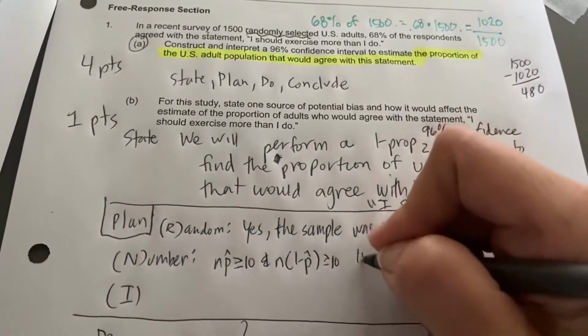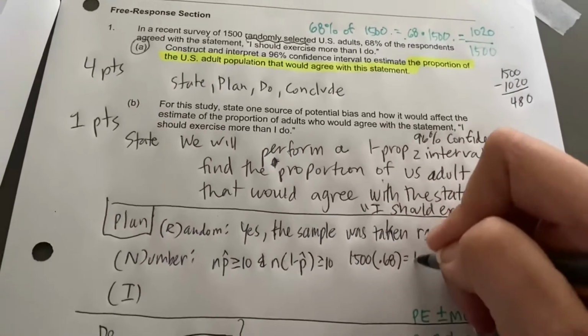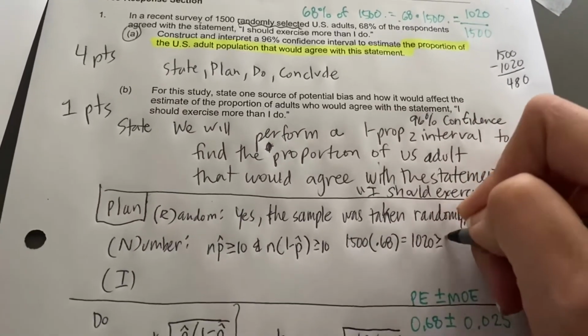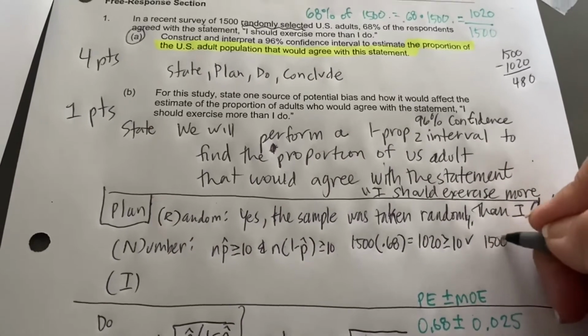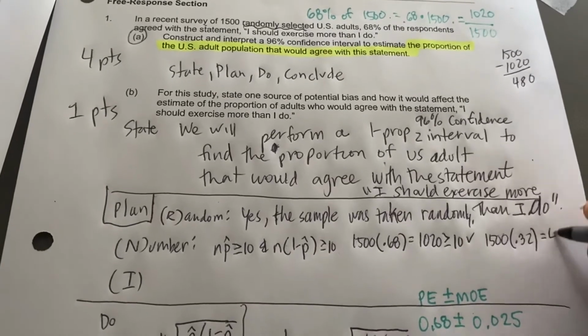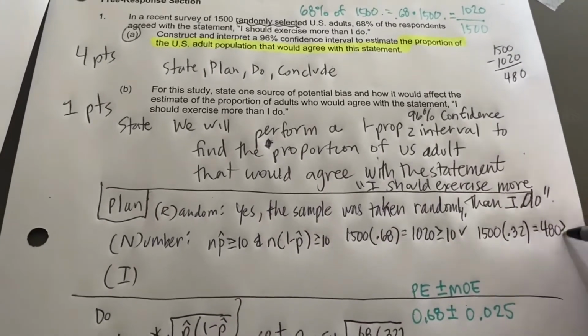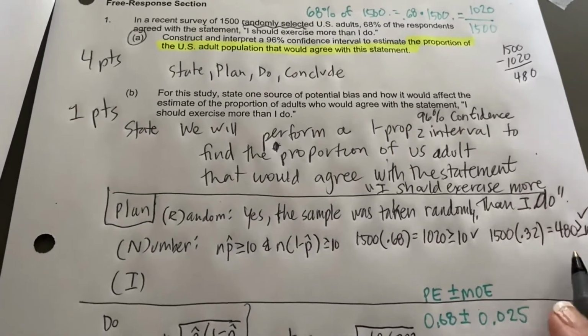So N is 1,500. When I multiply 1,500 by 0.68, which we did, we got this number, 1020, and that's greater than 10 for sure. And then this number, 1,500 times 0.32, should get the number 480. And that number is greater than or equal to 10. So this condition is met.